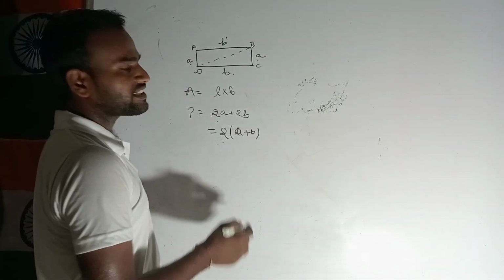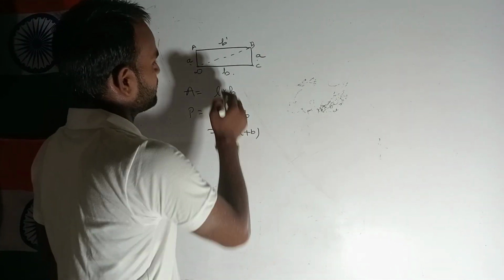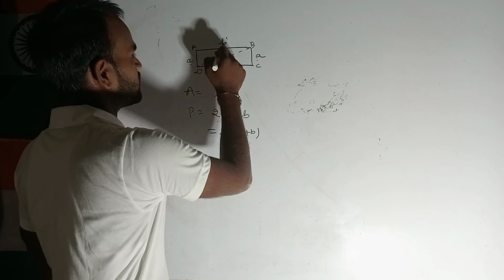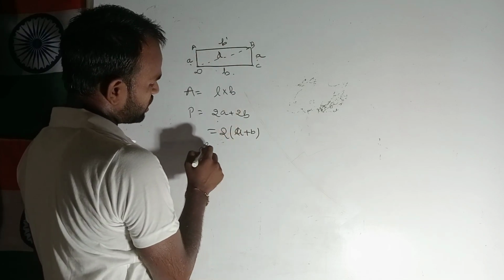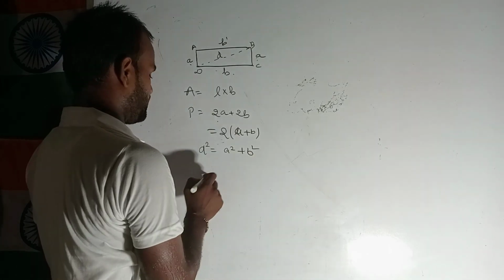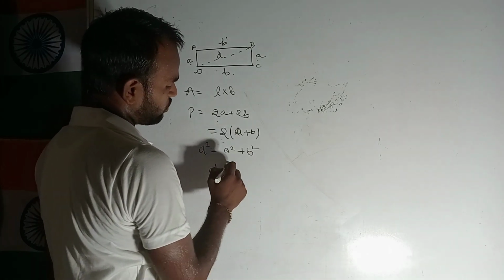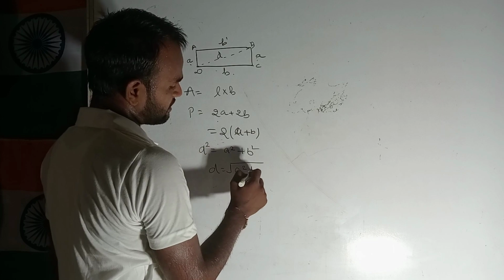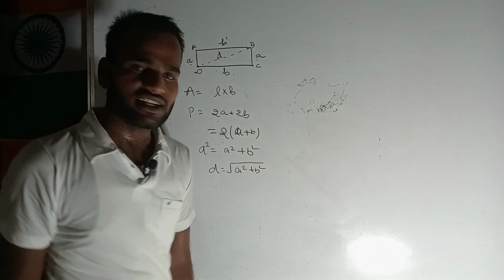Okay, now what is the diagonal of a rectangle? Let's find. This is B, this is A, this is D. By using Pythagoras, D square equals A square plus B square. Then the value of D will be under root A square plus B square. This is the diagonal of the rectangle.